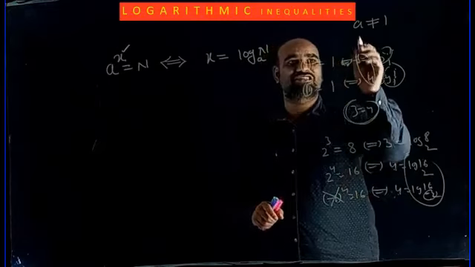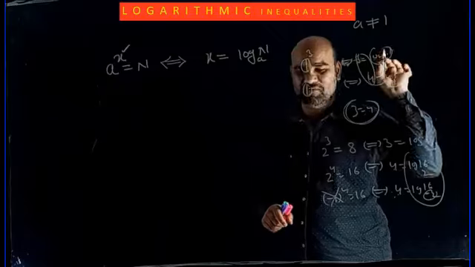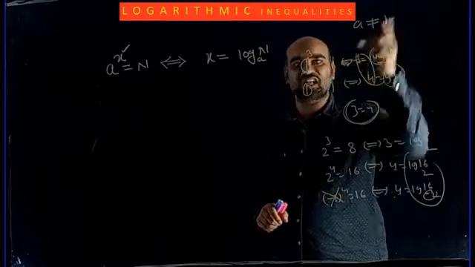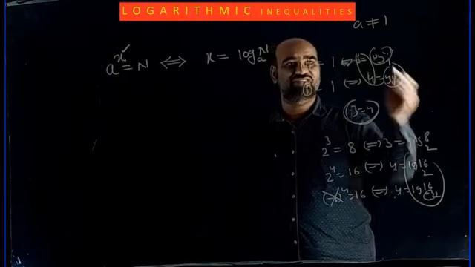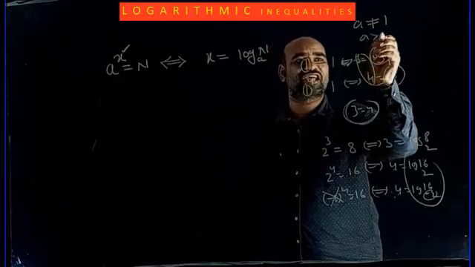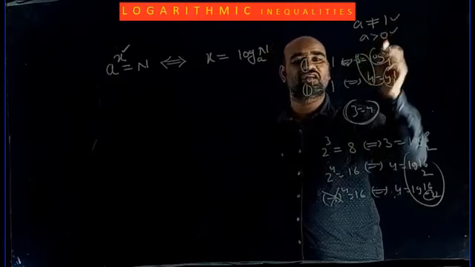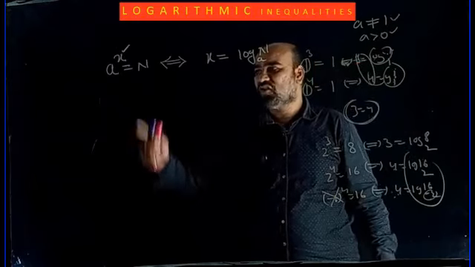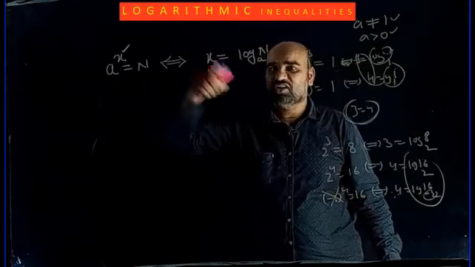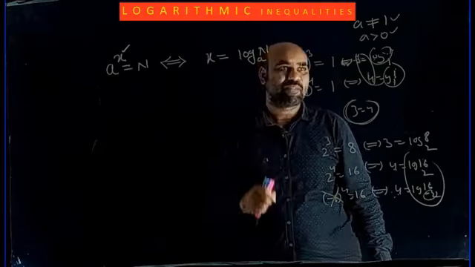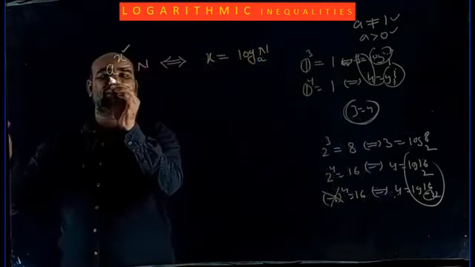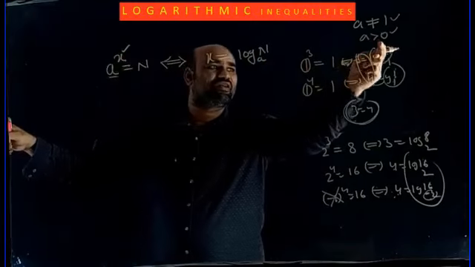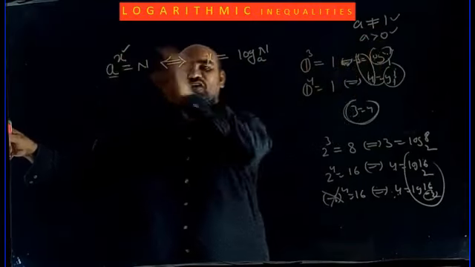Second condition: first condition, a not equal to 1. Second condition, a is not a negative real number, so a should be greater than 0. These two are the conditions for this equation to be written in logarithmic form. Next important thing: a is a positive real number and a is not equal to 1.